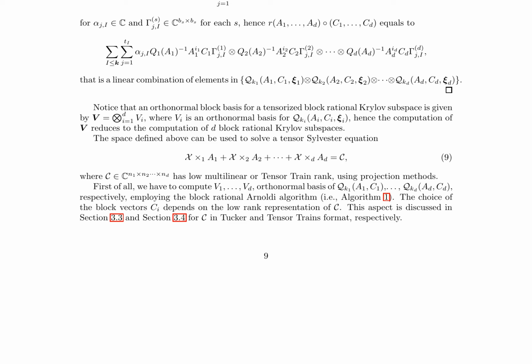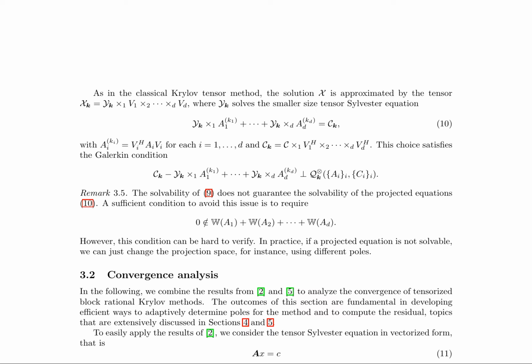where Yk solves the projected tensor Sylvester equation Yk times 1 A_k,1 plus ... plus Yk times d A_k,d equals Ck, with A_k,i equals Vi^H Ai Vi for each i. To analyze the convergence of the tensorized block rational Krylov method, the authors consider the vectorized form of the tensor Sylvester equation, A x equals c, where A is a matrix defined in terms of the matrices Ai, and x and c are vectorizations of X and C, respectively.